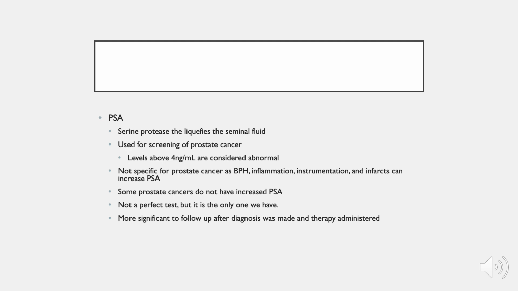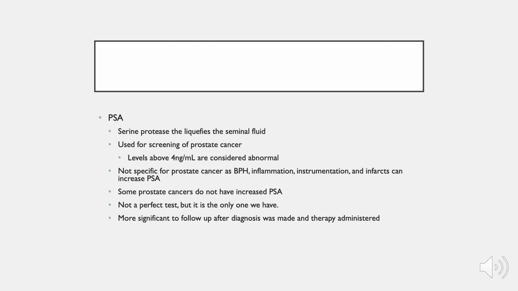The problem with PSA is that it's not a very good screening method, although it's the only one we have. One of its problems is that it's not specific for prostate cancer. For example, a patient with any pathology in the prostate, including inflammation, infarcts, or BPH, could have PSA elevation. And unfortunately, some people with cancer have normal levels of PSA. Again, this is the only one we have, but it's not perfect.